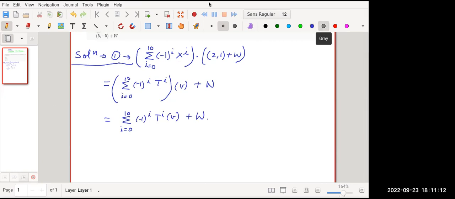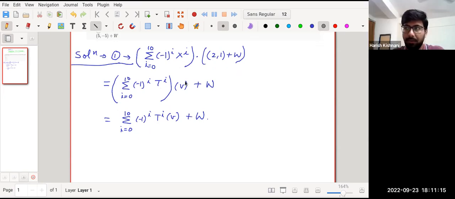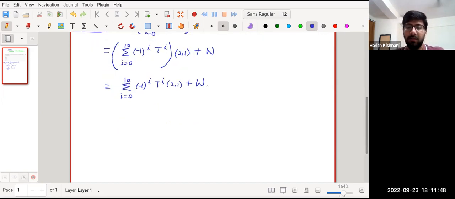Sir, (2, 1) plus W came. Yes, yes, I haven't put the value of v. Okay, this (2, 1) will come here. So it's (2, 1), (2, 1). Okay. So now we need to see what T^i of (2, 1) is first of all.